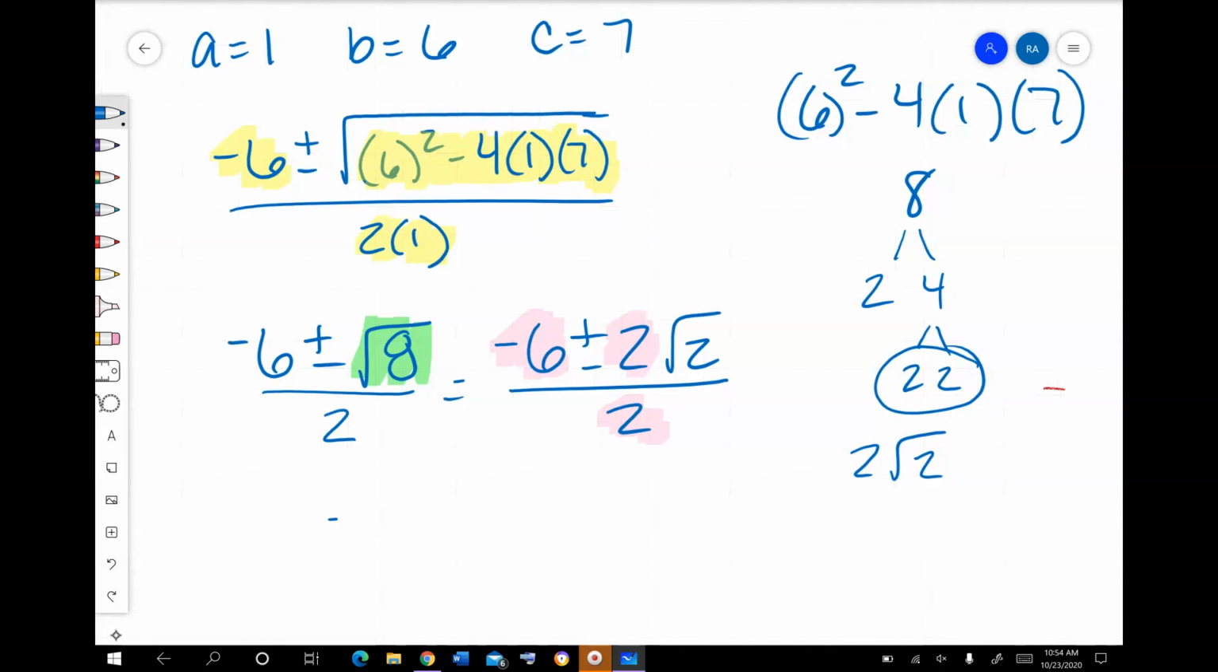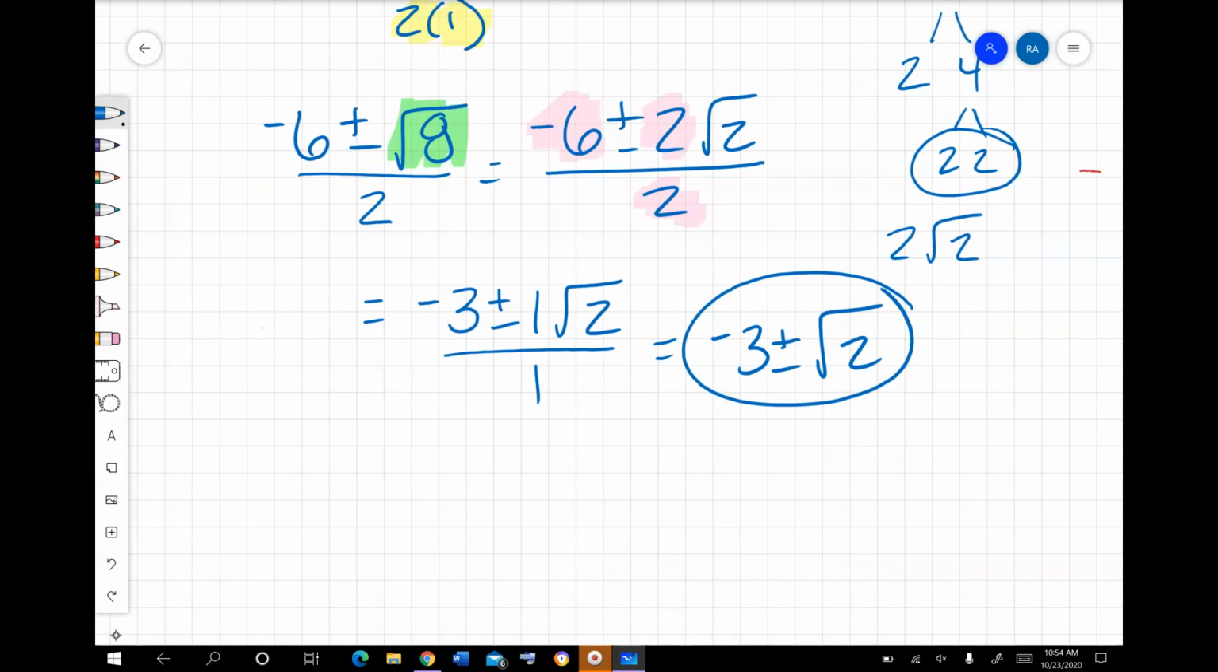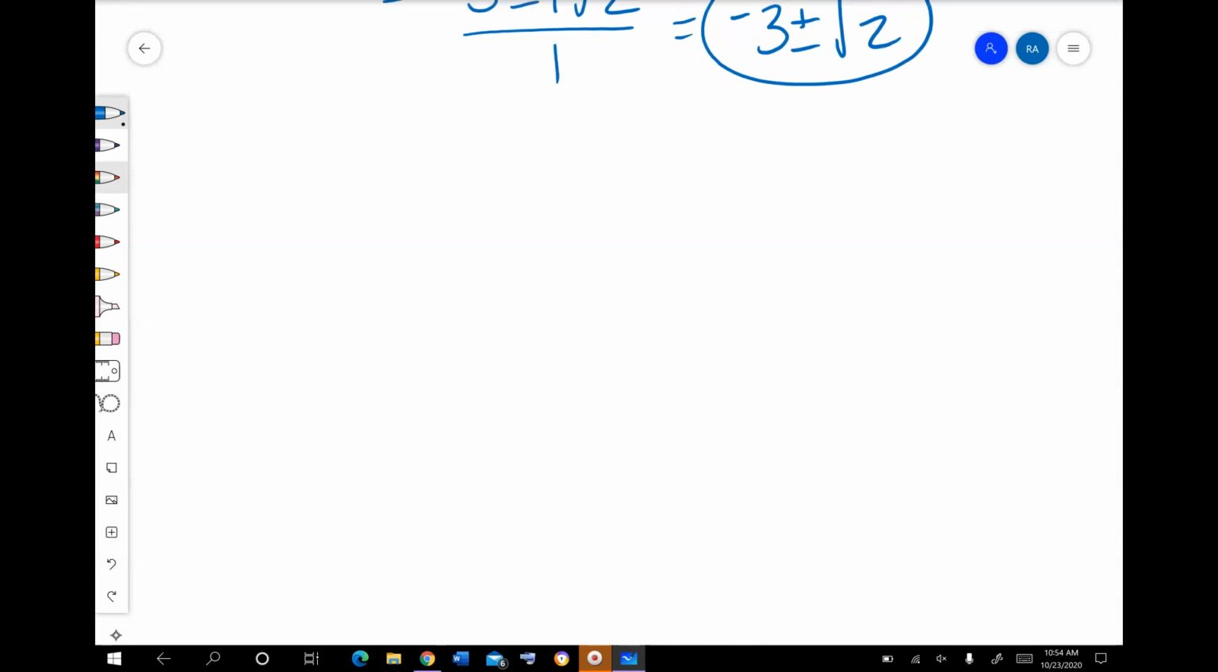Negative 6 divided by 2 is negative 3. 2 divided by 2 is 1. And then 2 divided by 2 is 1. We can rewrite this as negative 3 plus or minus the square root of 2. And that's your answer. All right, let's do another one. So number 2.